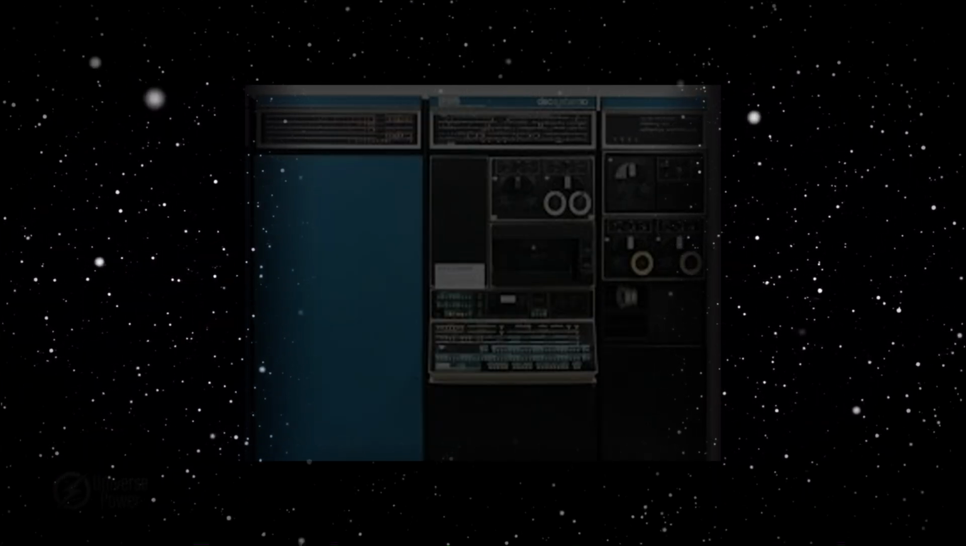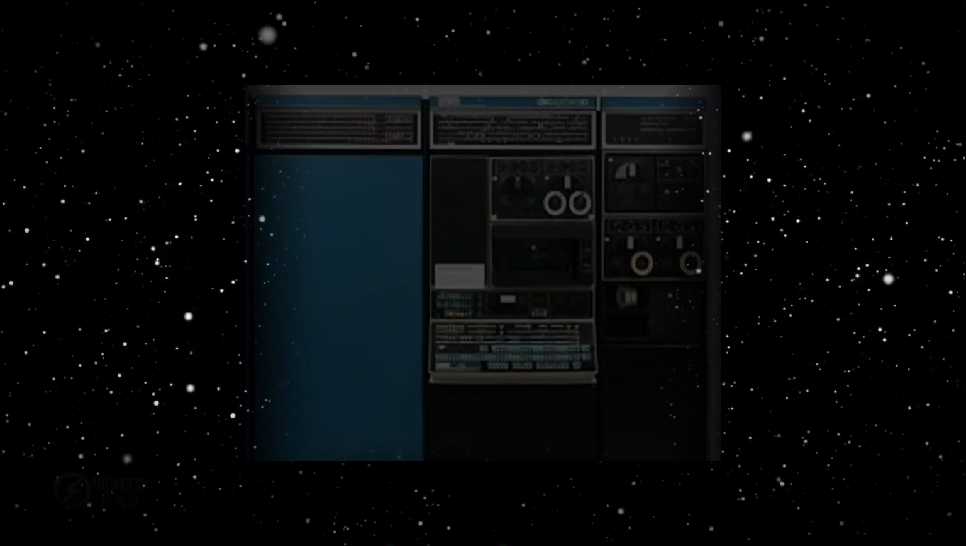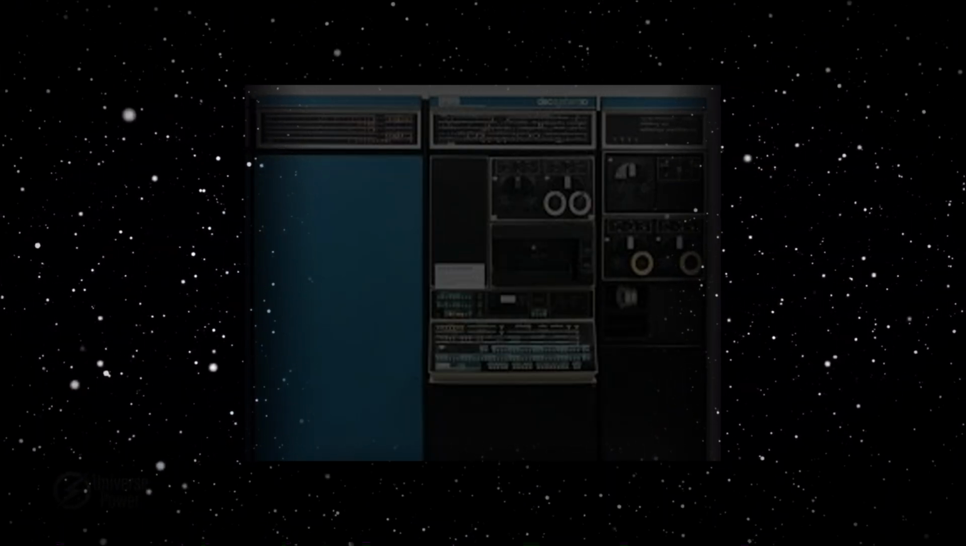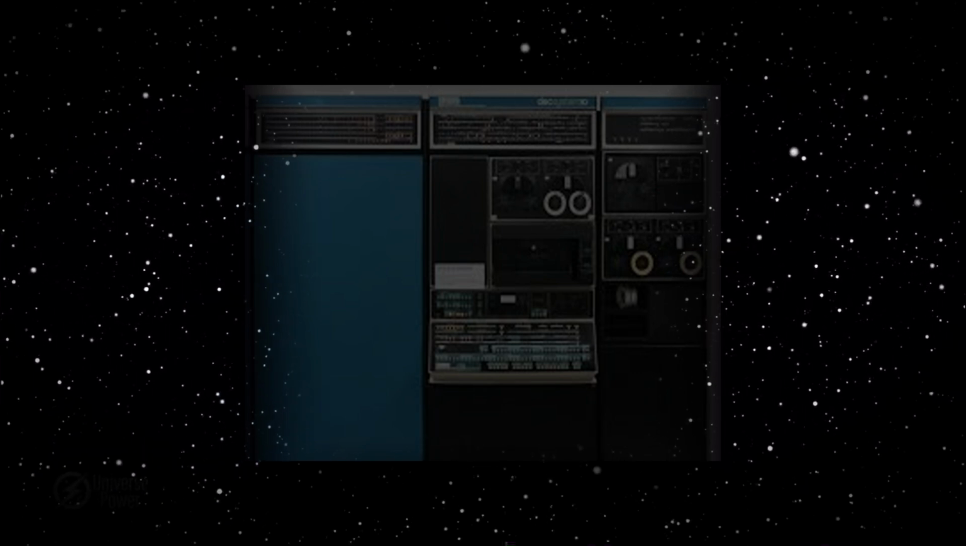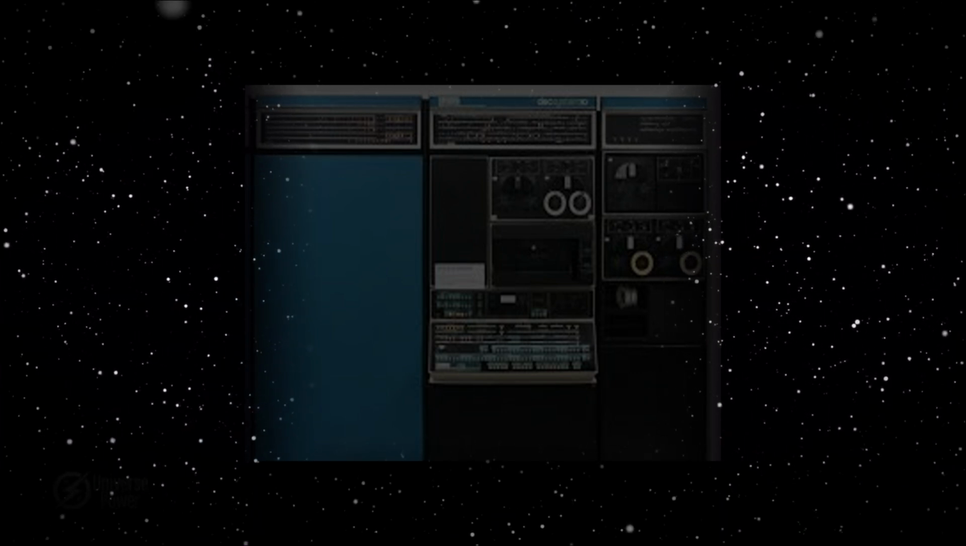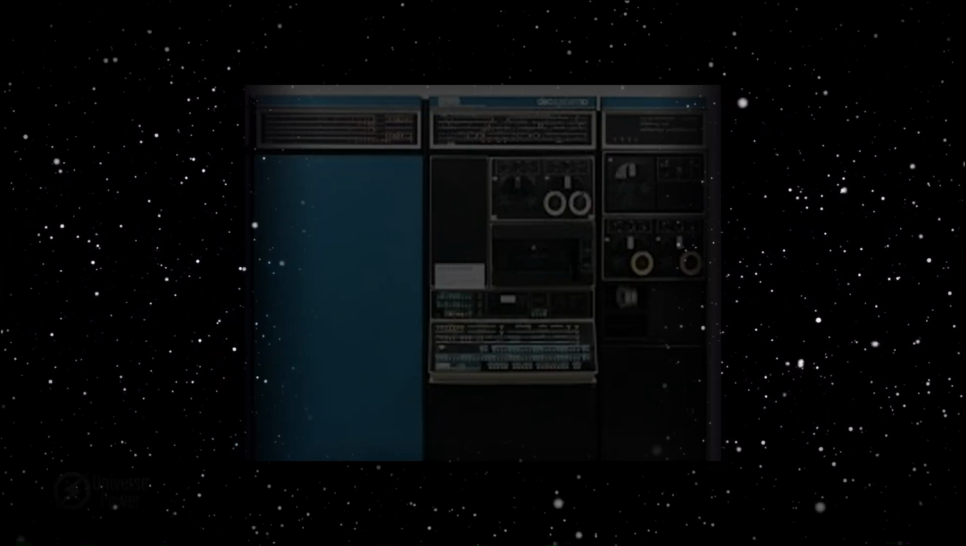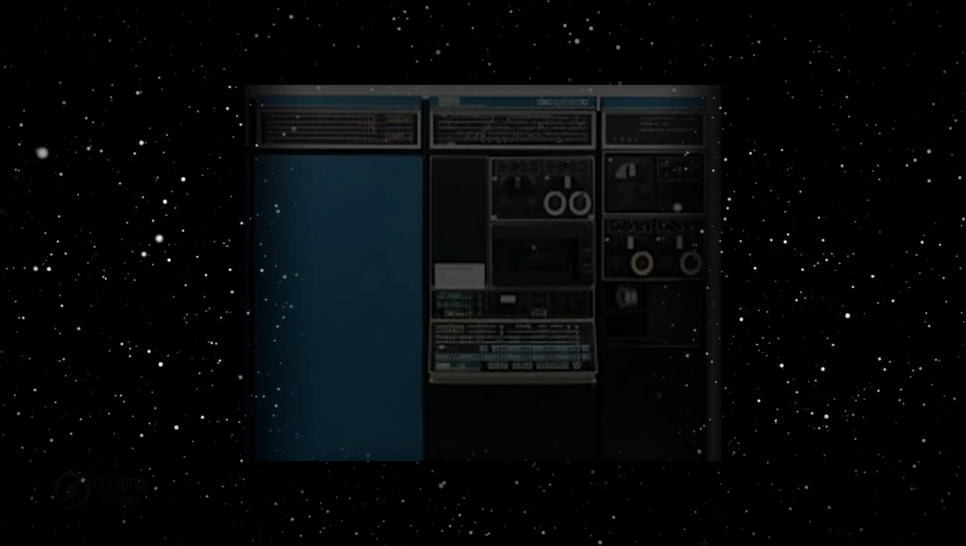They played a huge role in research and education, training the next generation of programmers and engineers. Many innovations in software and operating systems, including Unix, first appeared on mini-computers. They bridged the gap between massive mainframes and the coming age of personal computing.